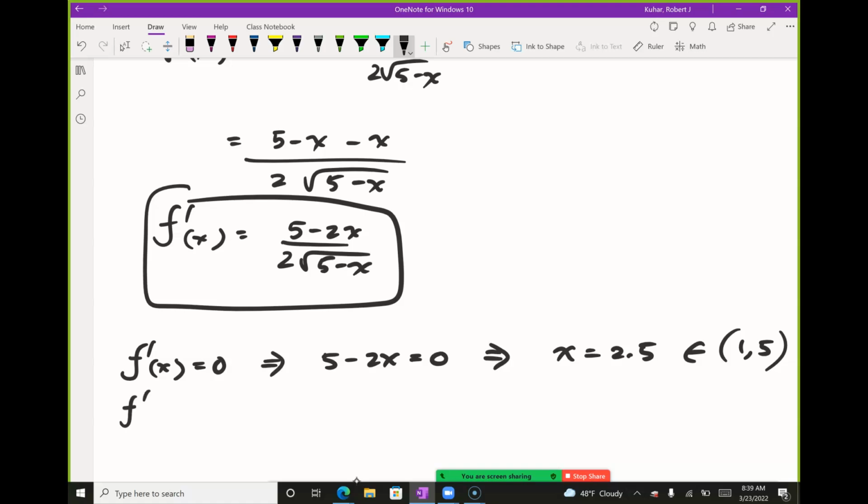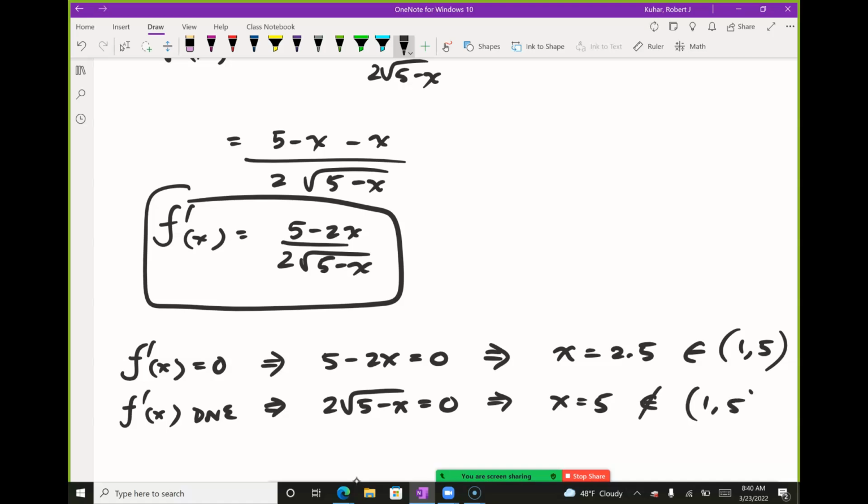And then f prime of x does not exist implies that 2 square roots of 5 minus x equals 0. So the downstairs equals 0, implies x equals 5. But I don't care about that because it does not belong to the open interval (1, 5). It's the endpoint. I already know the height at the endpoint. I don't need to think about that critical value again because I know the height at that endpoint, right?